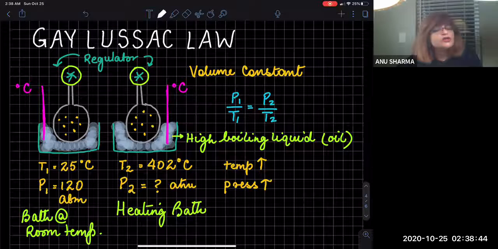Anyways, our initial condition is where the temperature of the gas is at room temperature, which is 25 degrees Celsius. So it is just ordinary water at room temperature. The pressure reading in the regulator is 120 atmosphere. We note this down, these are the initial conditions. Now we're trying to find out what the next pressure is if you take this container and put it in a hot boiling liquid with a very high boiling point, for example oil, and the temperature inside the gas reaches 402 degrees Celsius. We need to find out what the pressure is at that time.